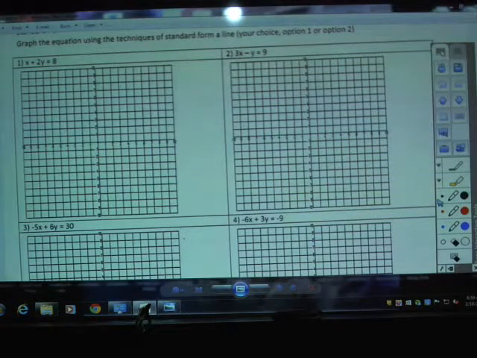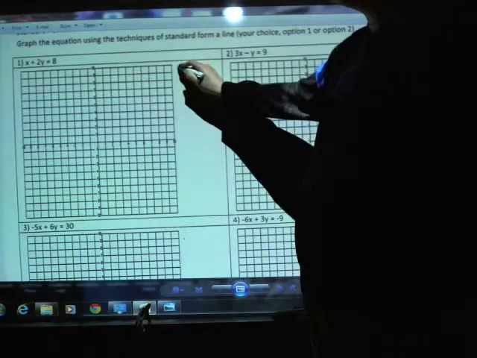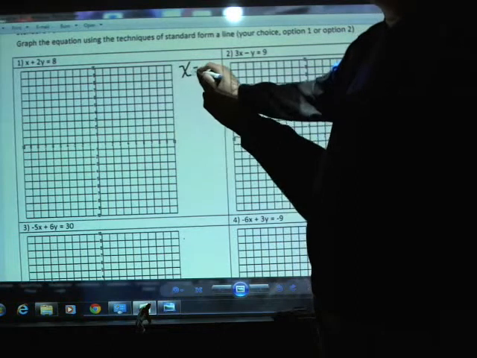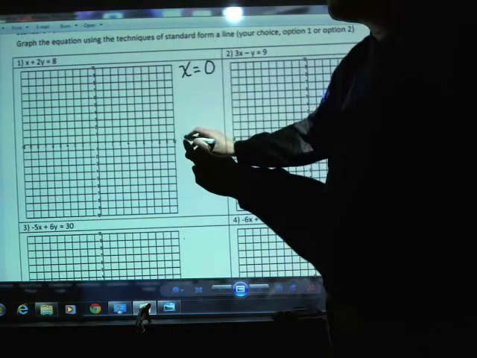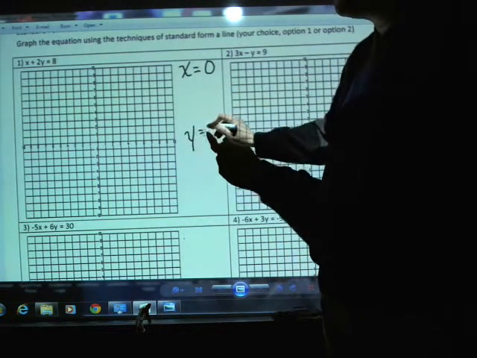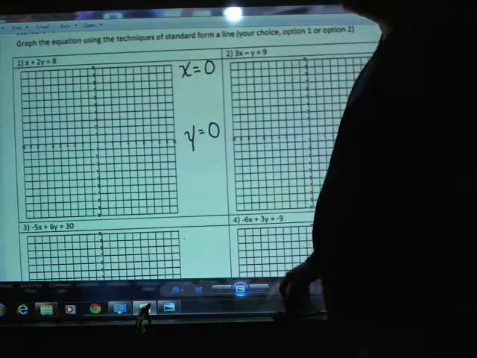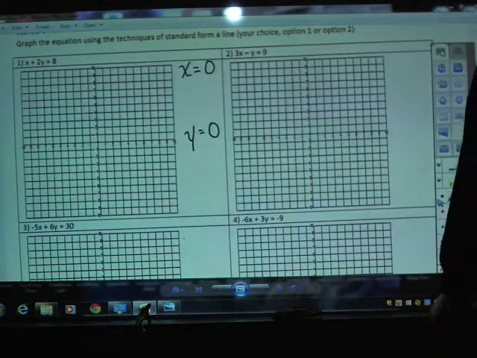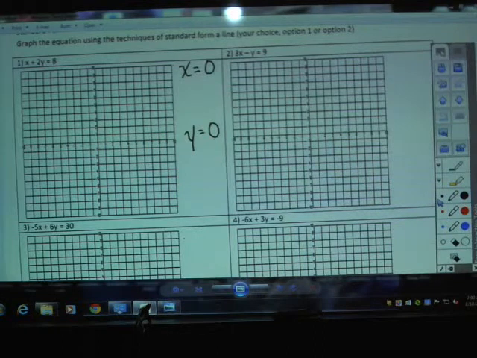So let's try both techniques here. Let's start with number 1. All right, I'm going to go ahead and use the if x equals 0 technique first. What that says to do is if I want to find the opposite intercept, I let the variable that I'm not looking for equal 0. So one time through, I'm going to let x equal 0, and I'm going to solve my equation.